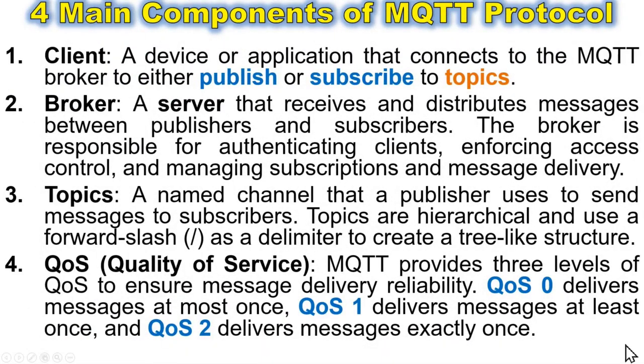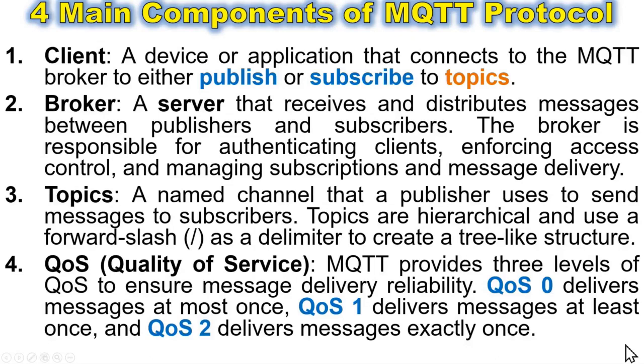There are four main components of the MQTT protocol. Number one, the client. It is a device or application that connects to the MQTT broker to either publish or subscribe to topics. Number two, the broker, a server that receives and distributes messages between publishers and subscribers. The broker is responsible for authenticating clients, enforcing access control, and managing subscriptions and message delivery.